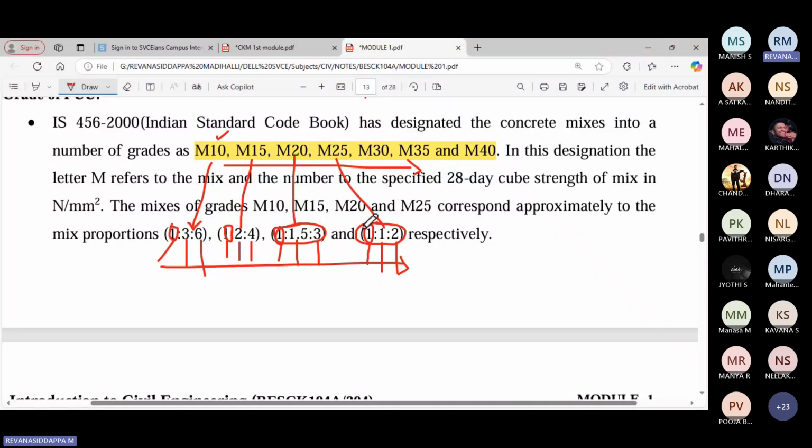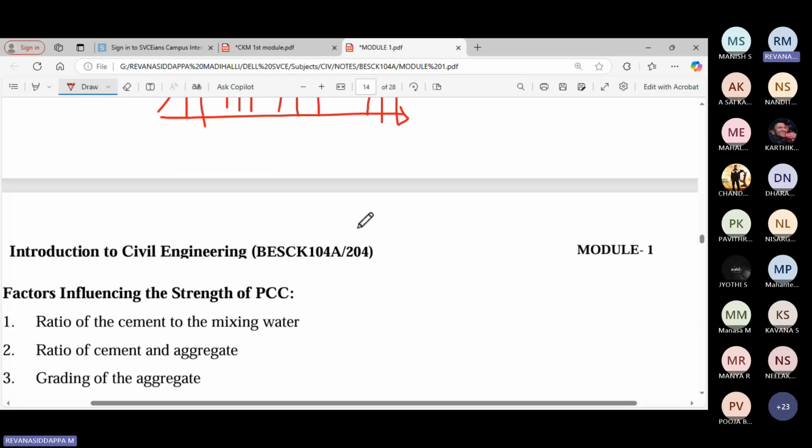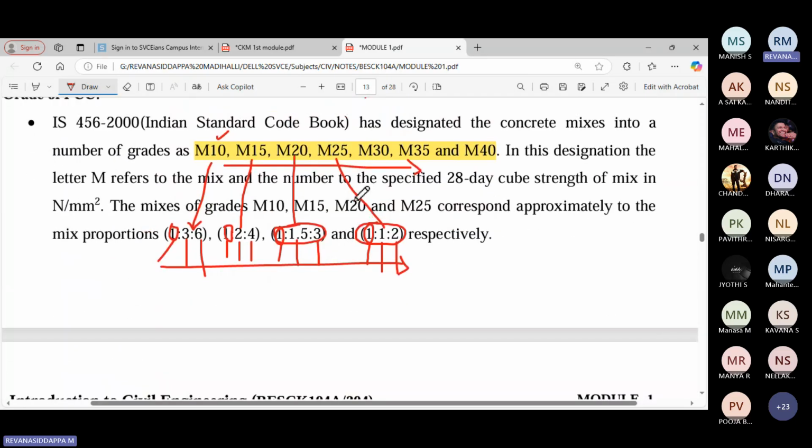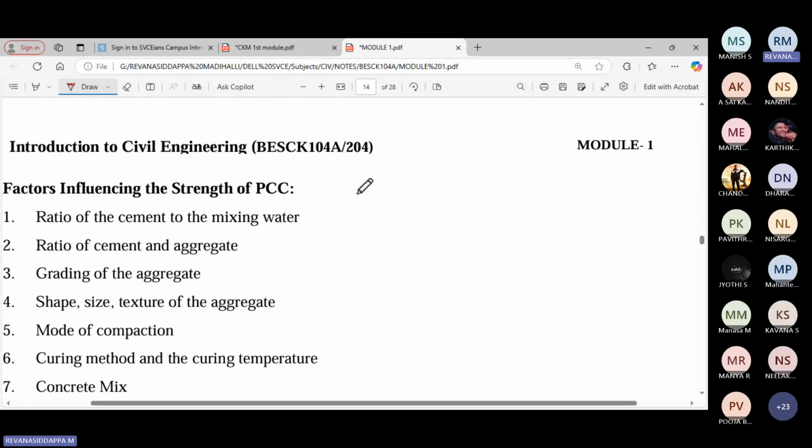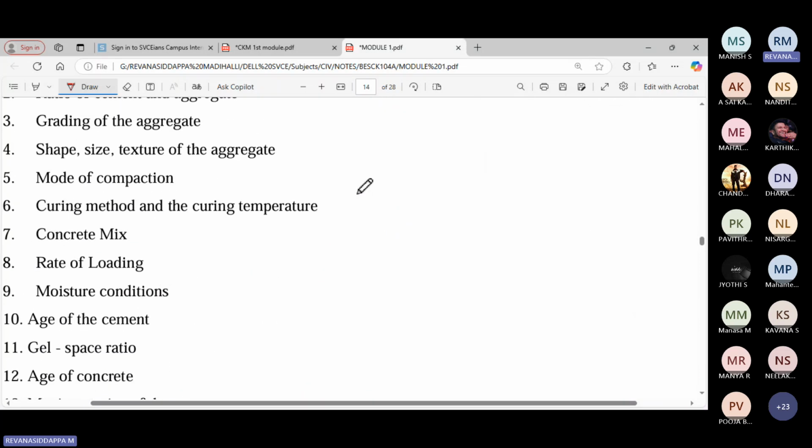So it has some limit. The addition of cement also has some limits. That is about plain cement concrete and its grade. The next topic is factors influencing the strength of plain cement concrete, which we will discuss in the next class.